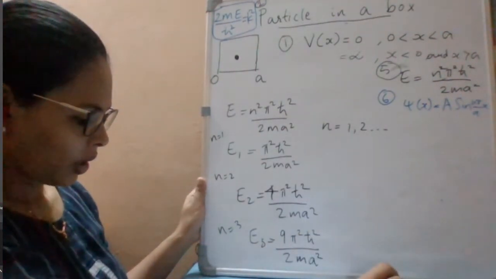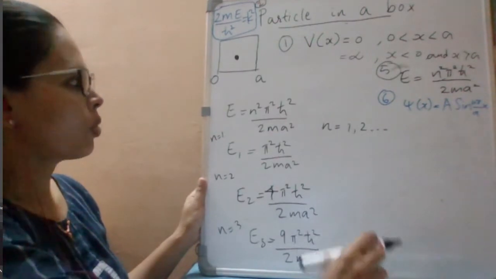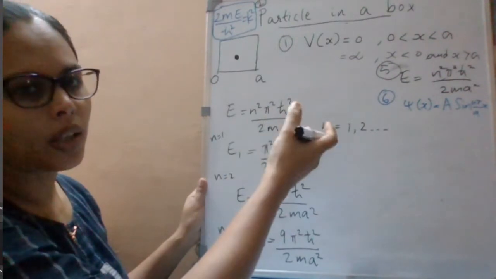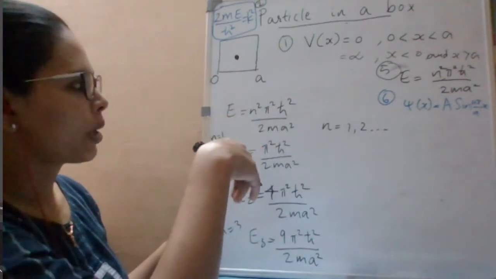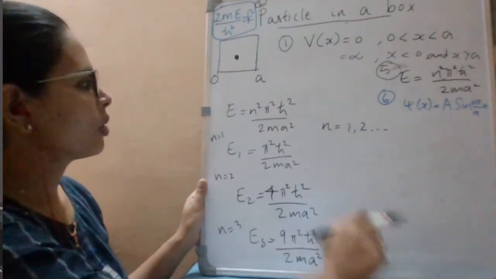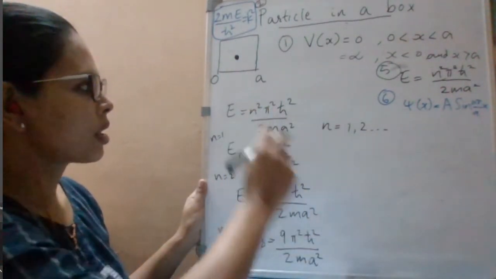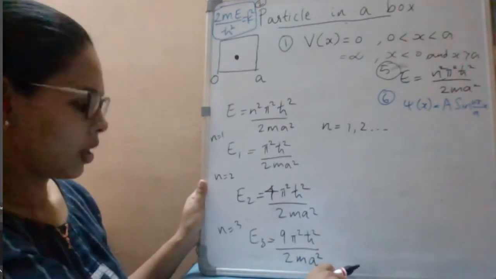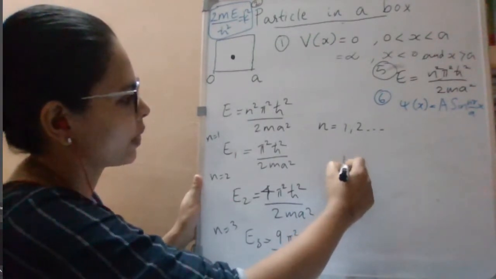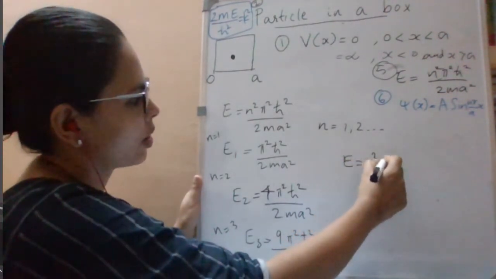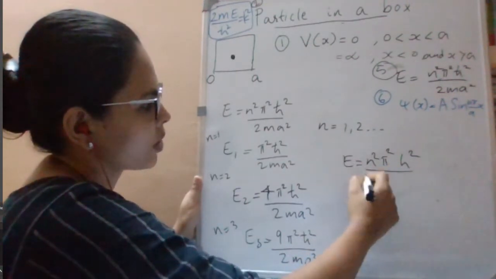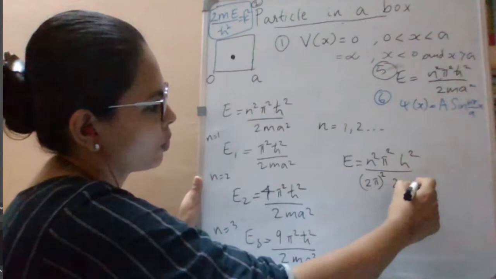So you will have values of energy. If you wish, you can also avoid h cut by expanding h cut as h by 2 pi, and you will have energy in terms of h itself. So the pi may get cancelled because h cut is h by 2 pi. If you rewrite like that, the equation becomes E is equal to n square h square by 8ma square.